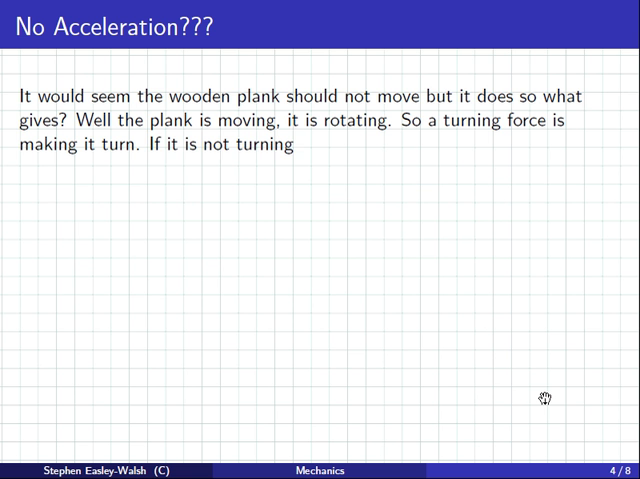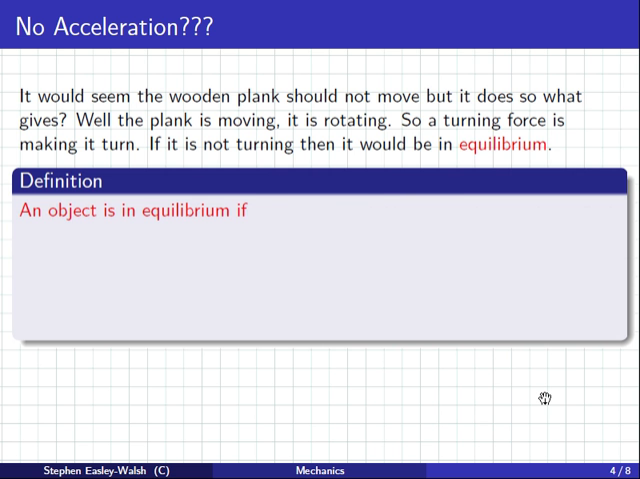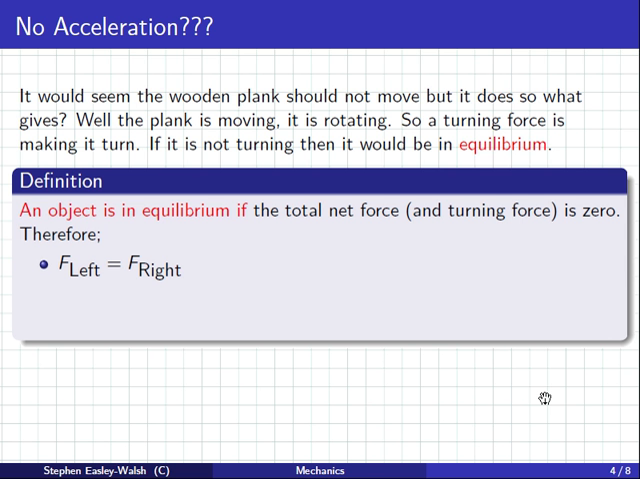So a turning force is making it turn. If it's not turning, then it would be in equilibrium. So to be precise, when we say equilibrium, we mean the following. An object is in equilibrium if the total net force and the turning force is 0. Meaning, force to the left equals force to the right. What do you think I'm going to say next? And what will I say lastly? Up, down, left, right. No. What's the last one? And the clockwise will equal the anti-clockwise.